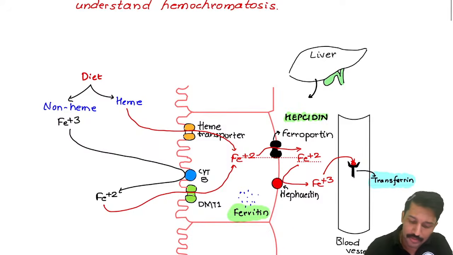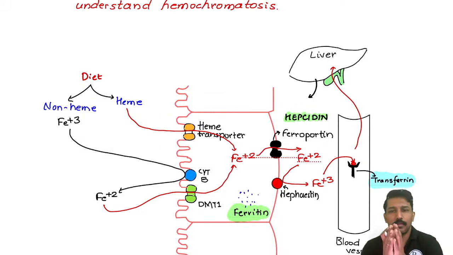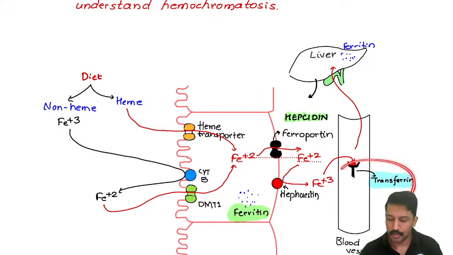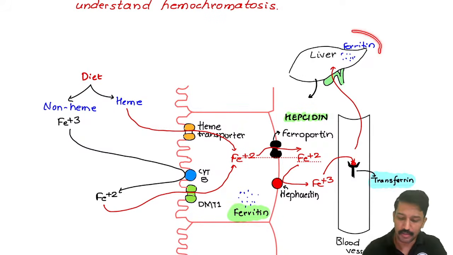Once the iron reaches the liver, some amount of this iron will be stored in the liver and some will be distributed to the different tissues in the body, like for example bone marrow for hemoglobin synthesis. Excess iron will be stored in the liver. Again, what is the storage form? It will be stored in the liver in the form of ferritin. Ferritin is our storage form. So what we learn now: transferrin is the transport form, ferritin is the storage form.